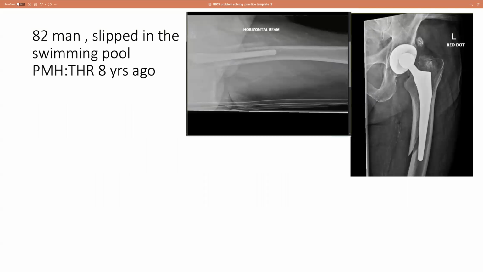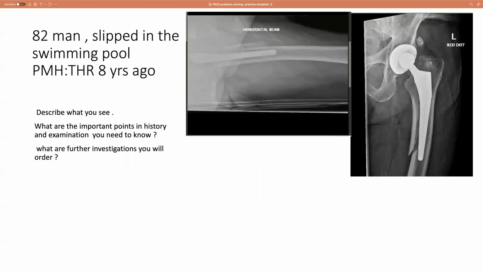82 years old man slept in the swimming pool. Past medical history, THR, on the left-hand side 8 years ago. Describe what you see. What are the important points in history and the examination you need to know? What are further investigation you will order? What is your initial and definitive treatment?